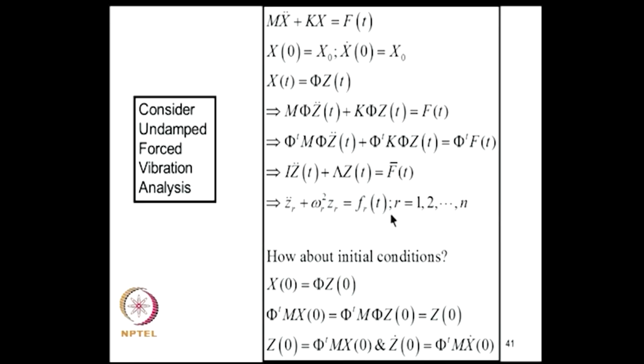Now, how do we get initial conditions? I have initial conditions in x space. To get them in z space I use this equation. You can get z of 0 by inverting phi, but that is not the way we wish to do it. So, we will use the orthogonality relations again.